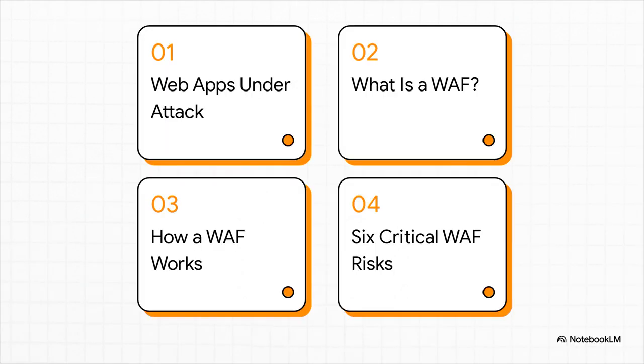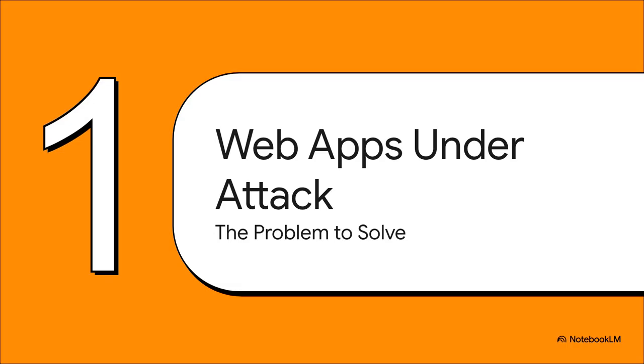So here's our plan. First, we'll look at why web apps are such a big target. Then, we'll get into what a WAF actually is. After that, we'll see how it works under the hood. And finally, we'll cover the 6 huge risks you need to know about. All right, let's dive into part 1.